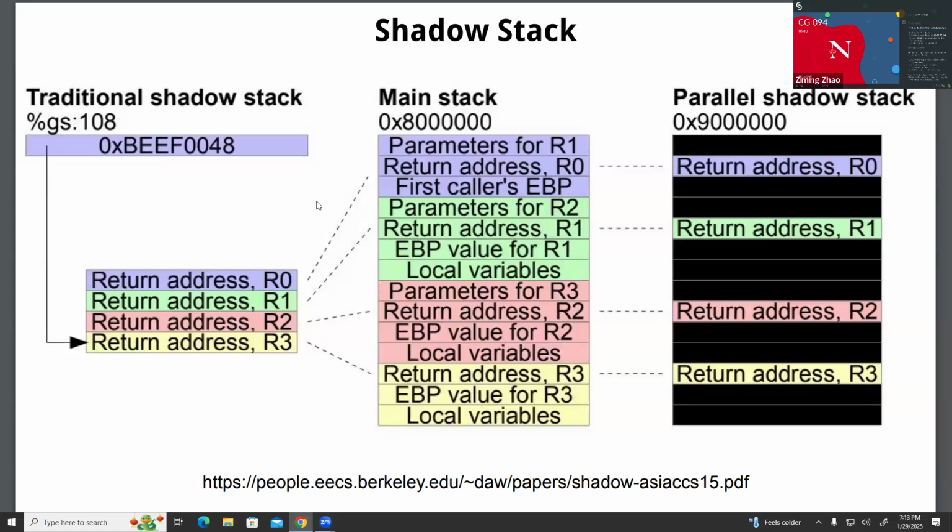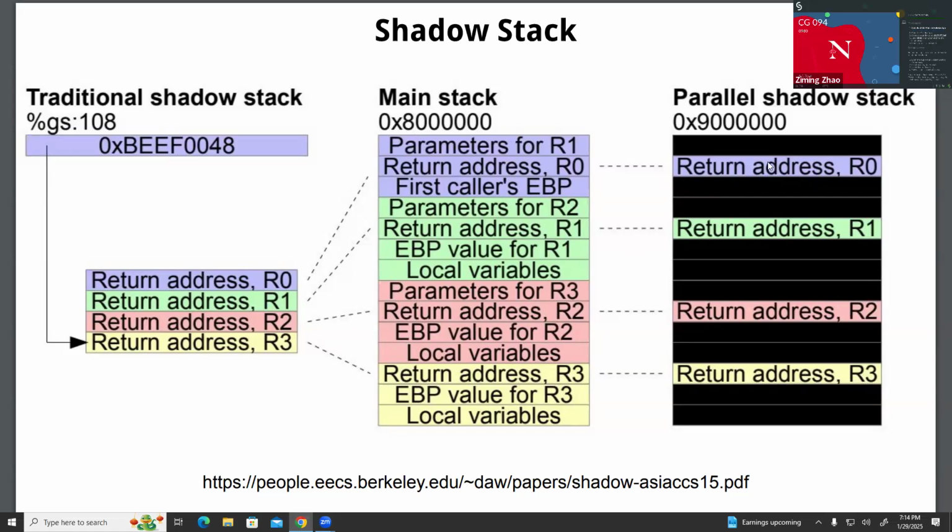A similar idea. Let's say this is our main stack. So the stack goes down. We have parameters for, let's say, function 1. Then we have a return address, and the saved EBP. Then we have the next function, similar data structure. The third function, similar data structure. Then the fourth function. Then we have another shadow stack at a different place. We just store all of those return addresses here. Okay, very simple.